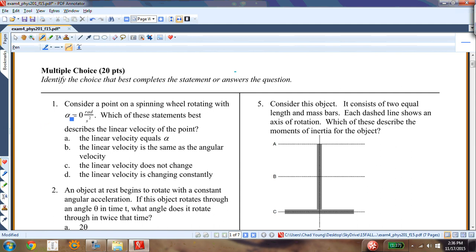Well, as it goes around with a constant or a zero angular acceleration, the linear velocity is still going to change because it's always changing direction. So the linear velocity is changing constantly. Now the magnitude doesn't change, it's only the direction of that linear velocity.